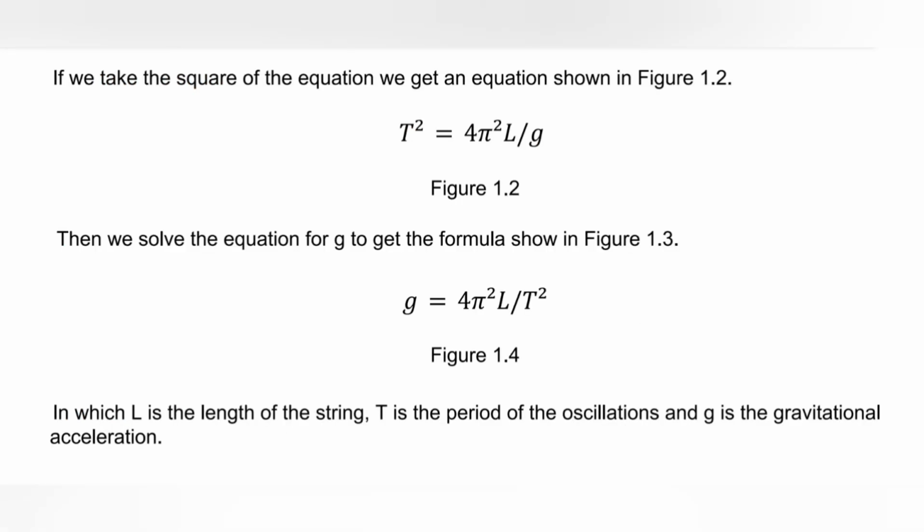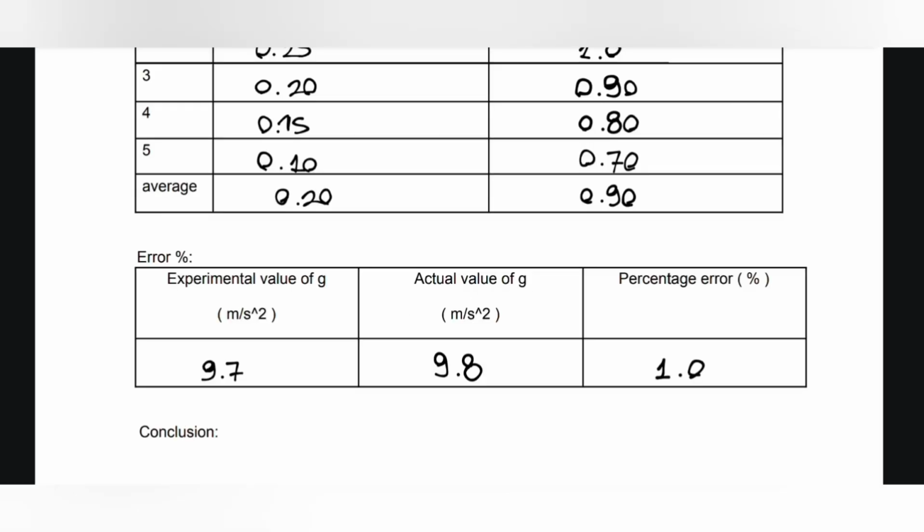If we go back and recall our equation, g equals 4 pi squared L divided by T squared, we will put our average length value and our average period value in this equation. And at last, we get the experimental value of g as 9.7 meters per second squared. We have taken the actual value of g as 9.8 meters per second squared, which makes the percentage error of our calculation 1%. And even though we have reached quite an accurate and precise calculation, we still need to acknowledge why we have that 1% of uncertainty.